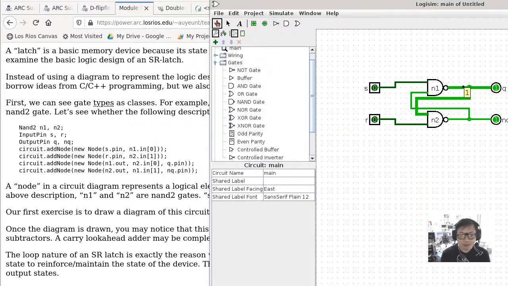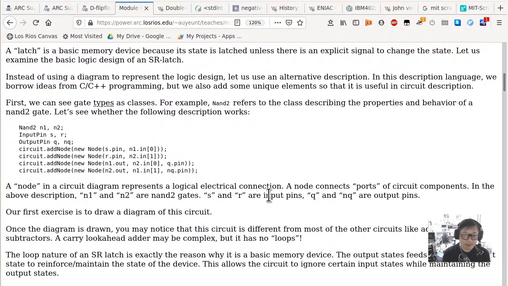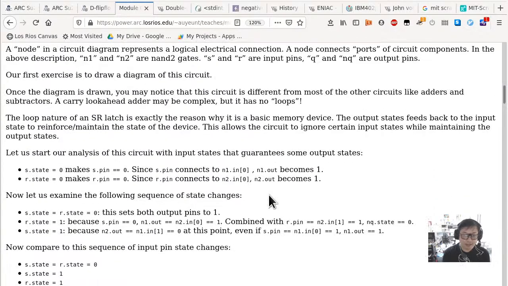When you look at this circuit, it is not that easy, right? Because you can see how the output of one NAND gate becomes the input of another NAND gate, but it goes exactly the same way back. If you look at the output of N2, it goes back to one of the inputs of N1. So the analysis of this circuit is a little bit different now. But the notes specify exactly how to analyze that.